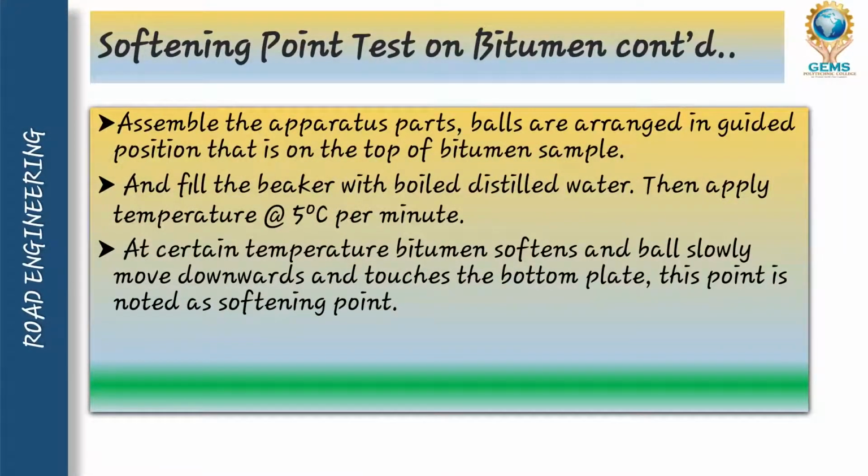Assemble the apparatus part. Balls are arranged in a guide position that is on top of the bitumen sample, and fill the beaker with boiling distilled water. Then apply the temperature at 5 degrees Celsius per minute. At a certain temperature, bitumen softens and the ball slowly moves downward and touches the bottom of the plate, and this point is noted as the softening point.